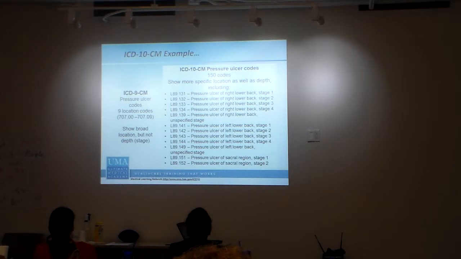So this is an example. Patient's been in the hospital to have a pressure ulcer. Right now there are 9 codes. It depends on the location of the body. In ICD-10, there are 150. Here's an example of a few of them. So, left, right, I told you about that, right? Stage, as well as the location on the body.